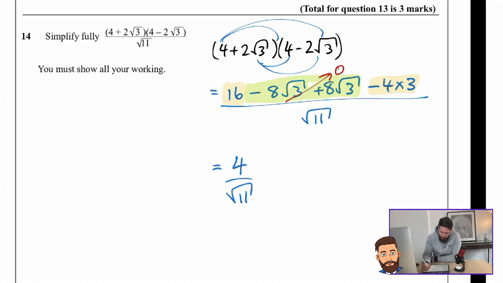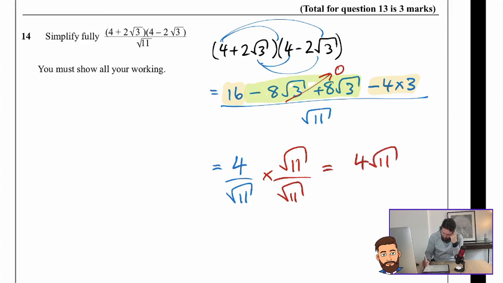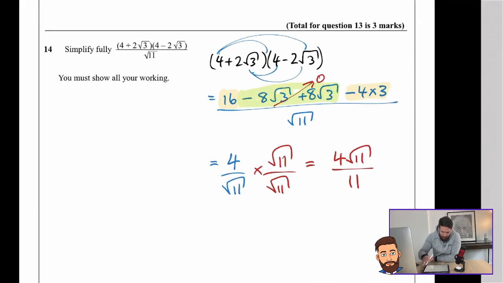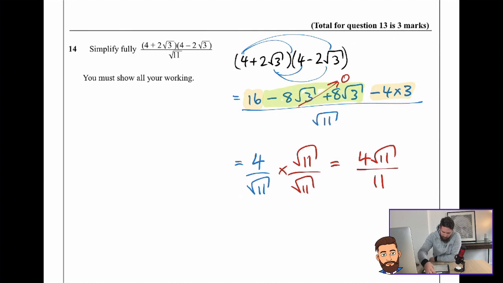How are we going to do this? We are going to get rid of this root 11 by simply timesing it by root 11. And remember, whatever you do to the bottom, you do to the top, times the top by root 11, which will give me 4 root 11 times the bottoms together gives me 11. Okay, and that's that question complete. We've simplified it fully, we've shown our workings.